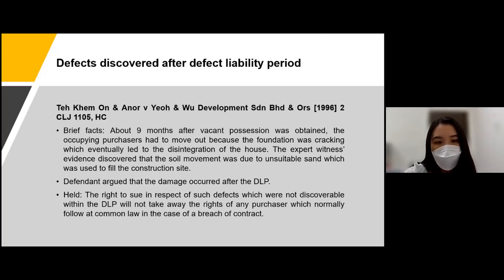But in this case, the court held that the right to sue in respect of such defects, which were not discovered within the defect liability period, will not take away the rights of any purchaser, which normally follow at common law in the case of a breach of contract.